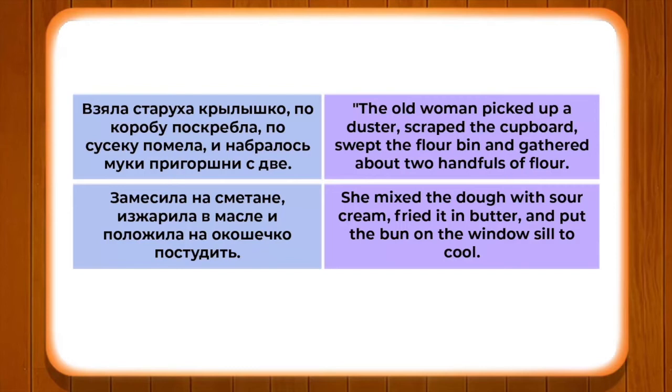So where generally we also sit. If you have space, then you can sit on the window. That means in the frame of window. So that area is called window sill. So she put that bun on the window sill so that it can cool down.